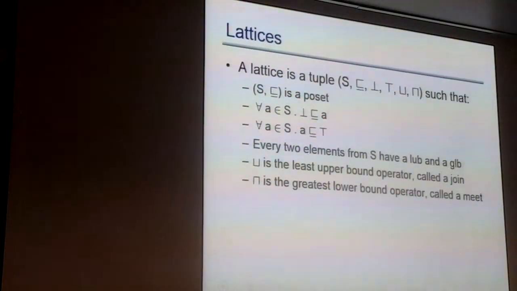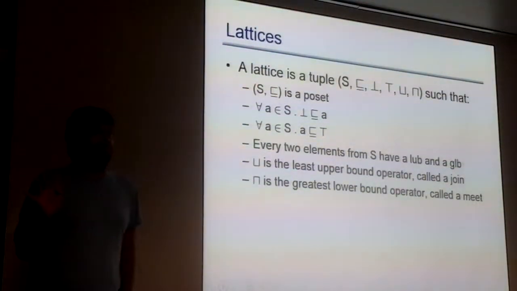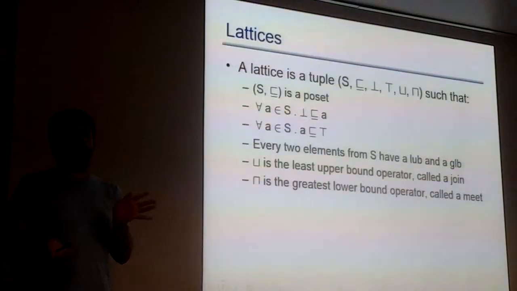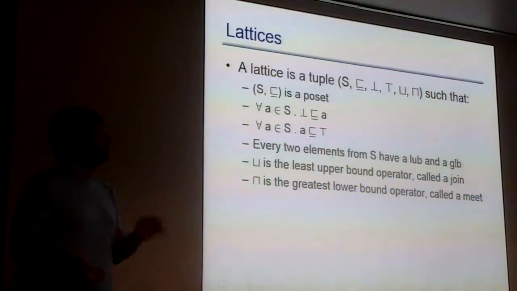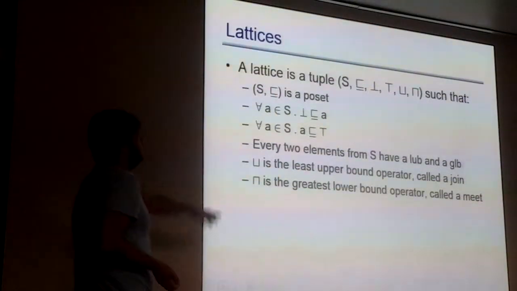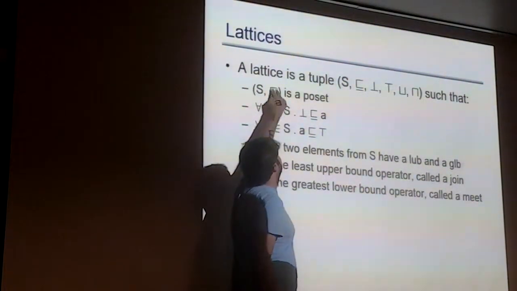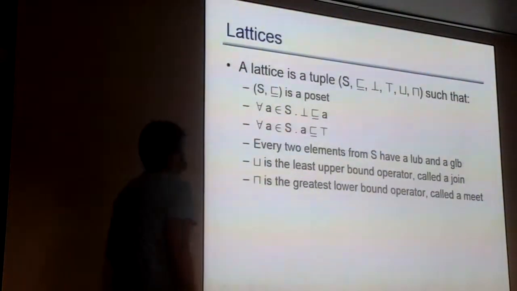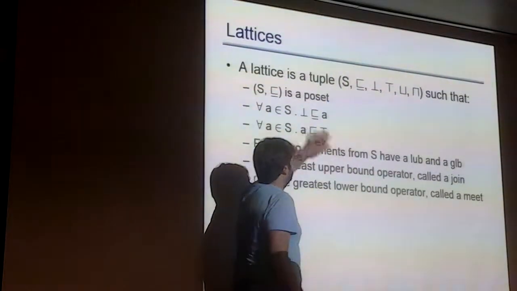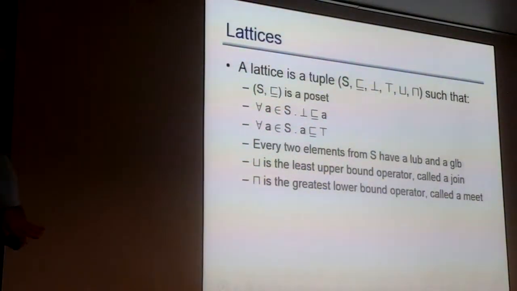This is where lattices come in. A lattice is just a partially ordered set where lubs and glbs always exist. If you give it two elements, you always have a glb and a lub. Basically, a lattice is a partially ordered set S, and we usually write it like this, with the relation, a square less than or equal. There's a bottom element and a top element; the top element is greater than everything else, and the bottom element is less than everything else.